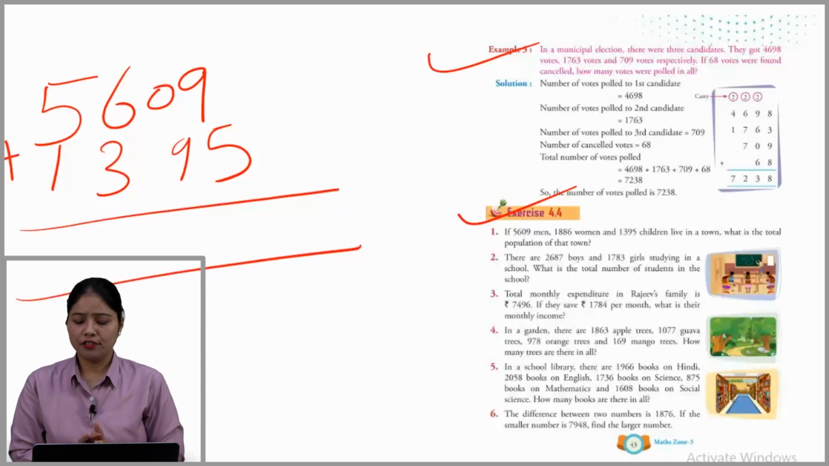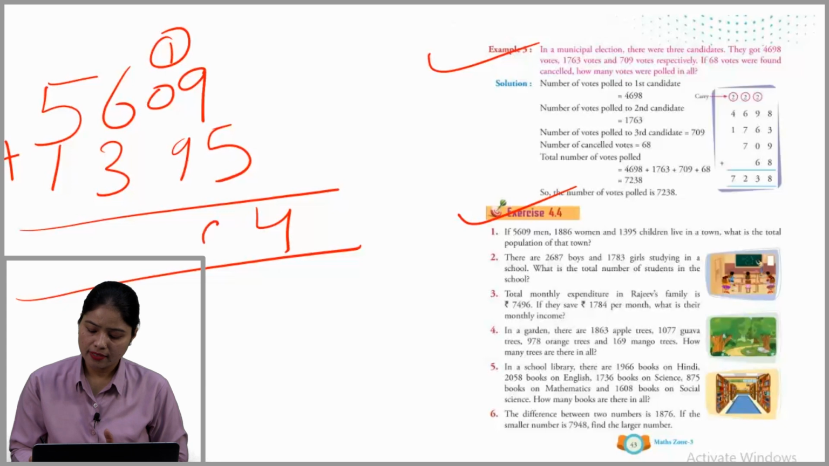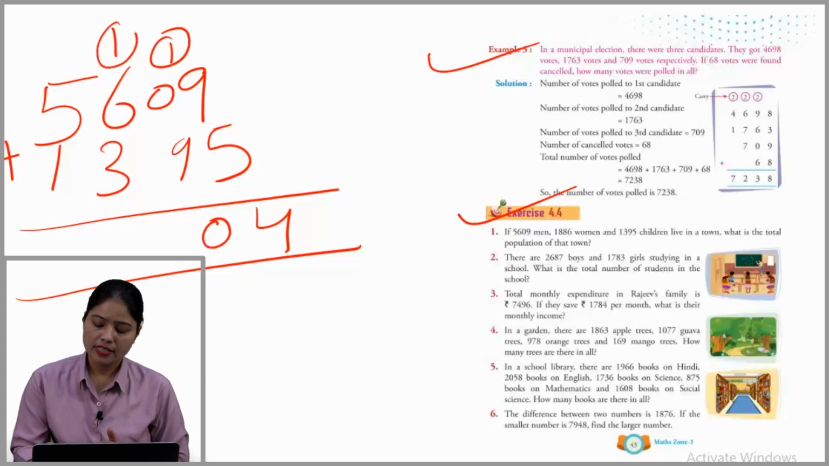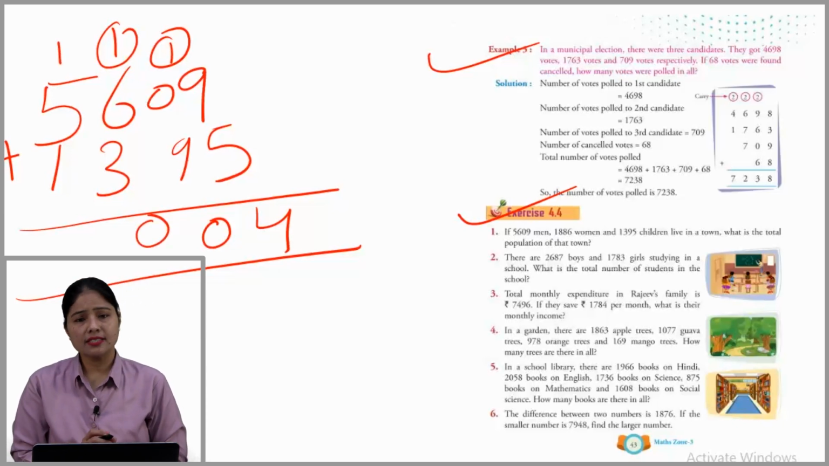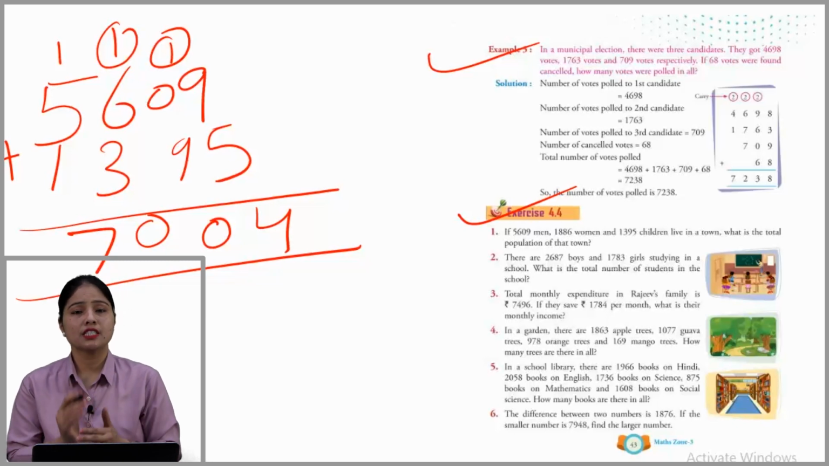So 9 and 5, we know 9 and 5 is 14. 4 carry 1. Okay, 9 and 1 is 10. 0 carry 1. 6 and 3 is 9, 9 with 1 is 10, 0 carry 1. Then 5, 6 and 7. So 7004 is the population of the town.